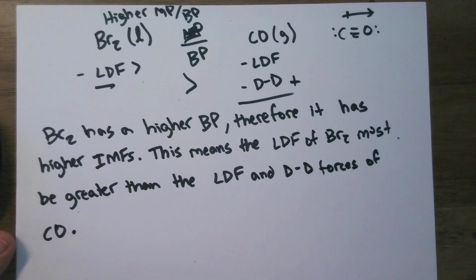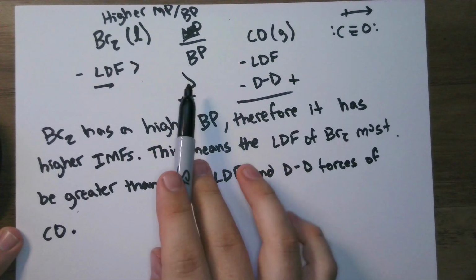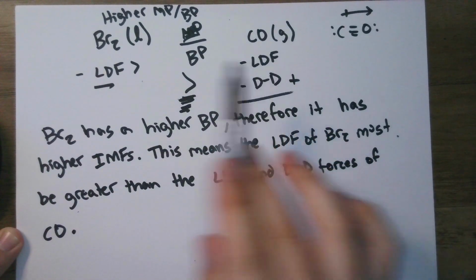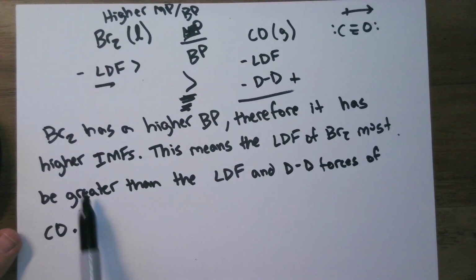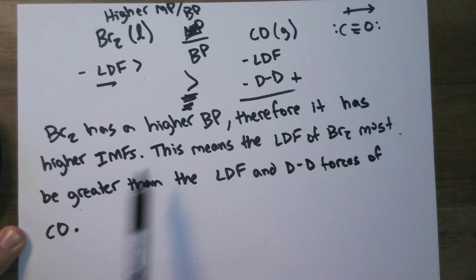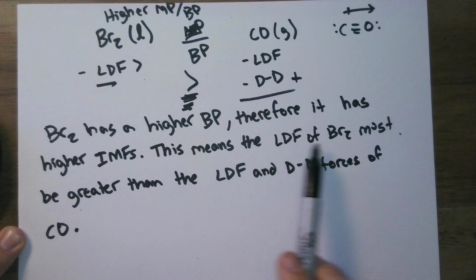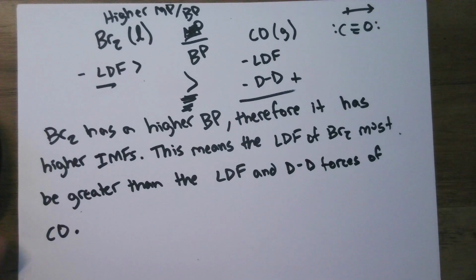So the question is basically telling you that this is true, right? It's saying that the forces total of bromine must be higher than the forces of this because it has a higher boiling point, because it's still a liquid. And so this is our explanation for why, right? Br2 has a higher boiling point, therefore it has higher IMFs. That's basically what the question's saying. This means the LDFs of Br2 must be greater than the LDFs and dipole-dipole forces of CO.